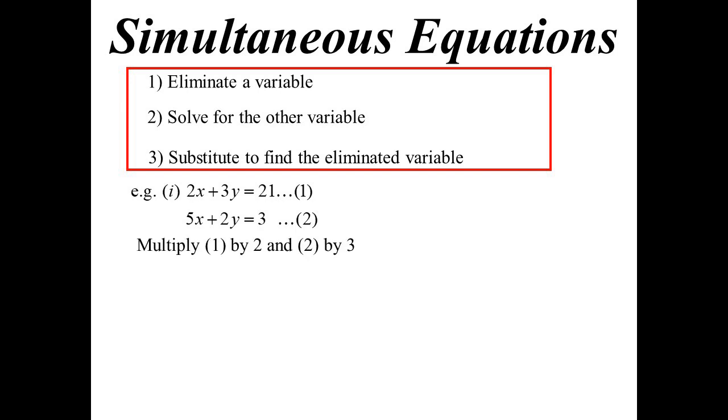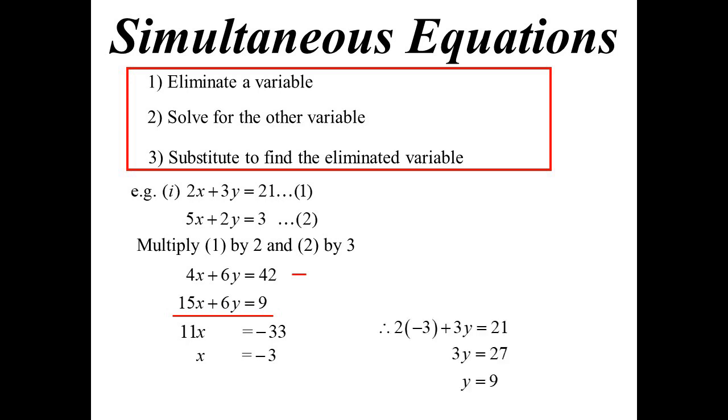So, what did I do? I've decided to multiply the first one by 2 and the second one by 3. So I'm going to make the coefficients of y the same. So I end up with 4x plus 6y is 42, 15x plus 6y is 9. So I can subtract, get rid of the 6y's, it's eliminated, very simple equation to solve. x is negative 3, so that's step 2, solve for the other variable. Substitute back in, and we get y equals 9, so we have our solution.